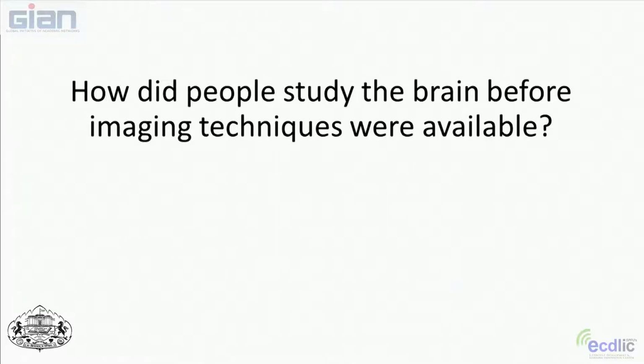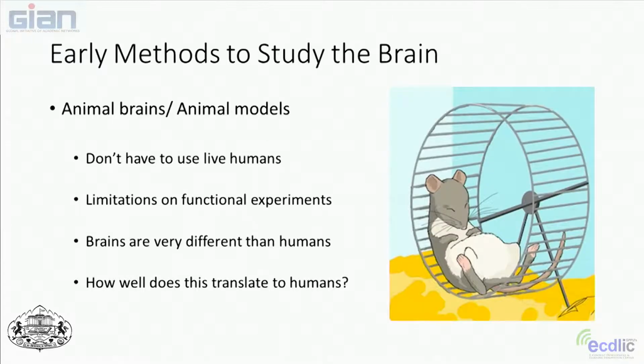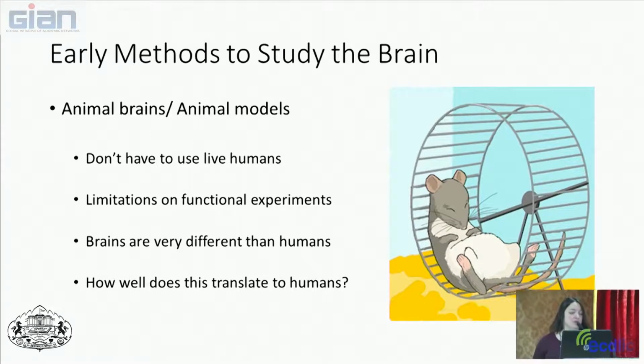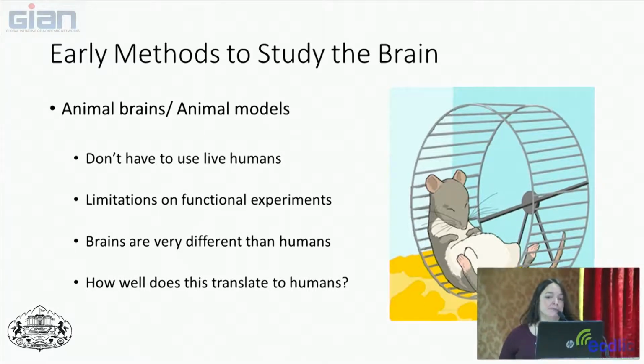So we've touched a little bit on this when we talked about the stroke patients and opening up their heads afterwards to see what the deficit was. But as we go through this history, I just wanted to point out how some of the people early on studied the brain before imaging techniques came along. So one method was to study animal models, and a lot of people still do this, of course. One advantage, of course, is that you don't have to use live humans, but there are several disadvantages. One is that there are limitations on functional experiments. So if you really want to study human function, it's difficult to translate these animal studies to actual humans.